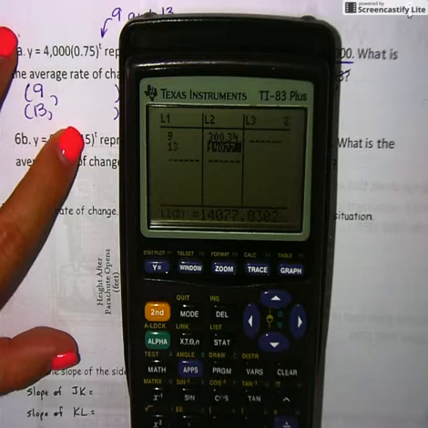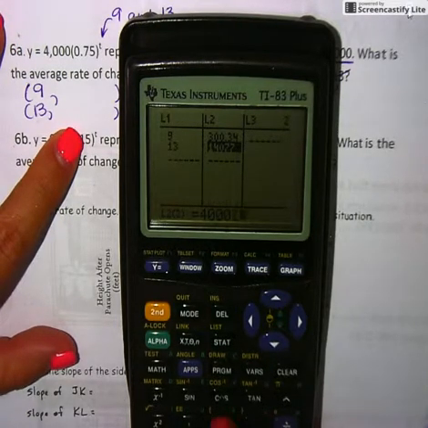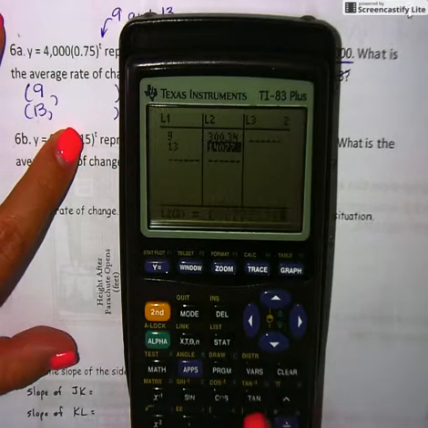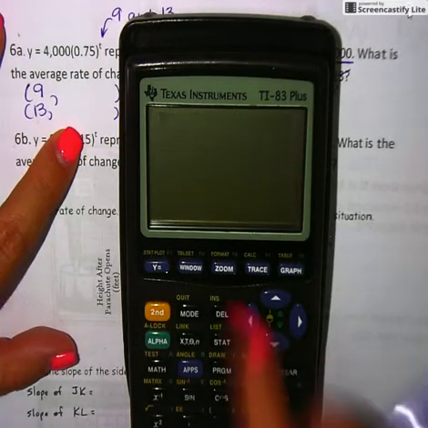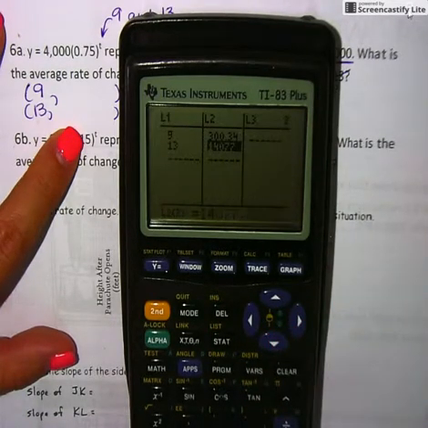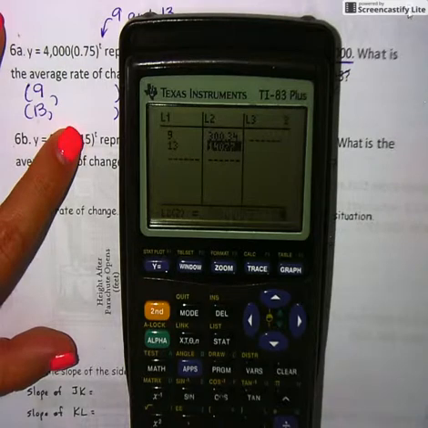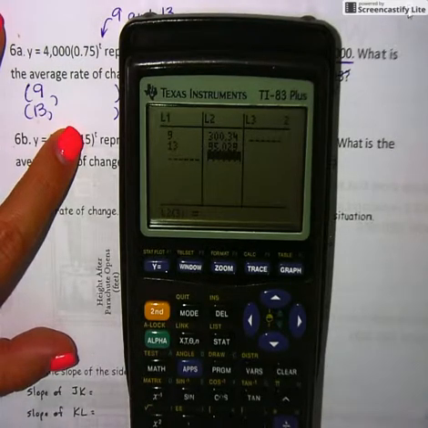For the second one of L2, I'm going to put the same equation, 4,000 times 0.75 raised to the 13th, and it will hit, oops, see where I went wrong? 4,000 times 0.75 raised to the 13th. And it puts that value in there.